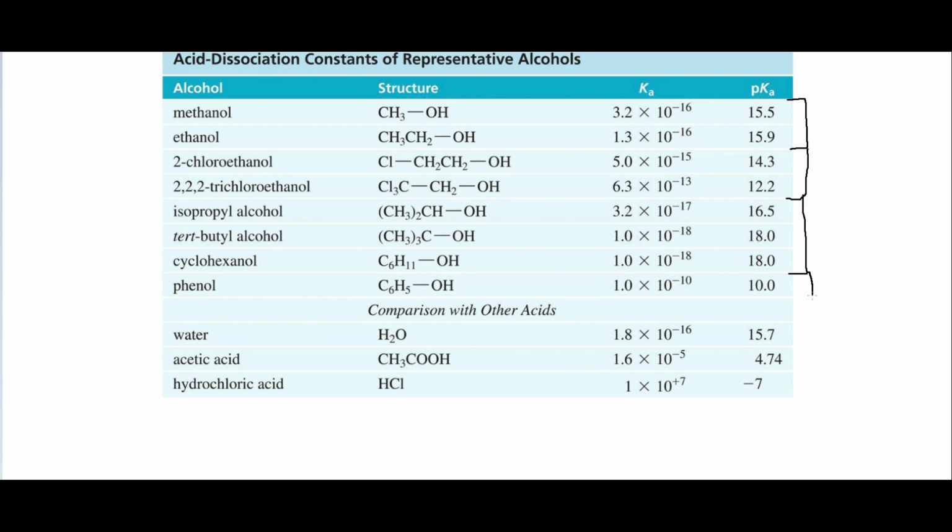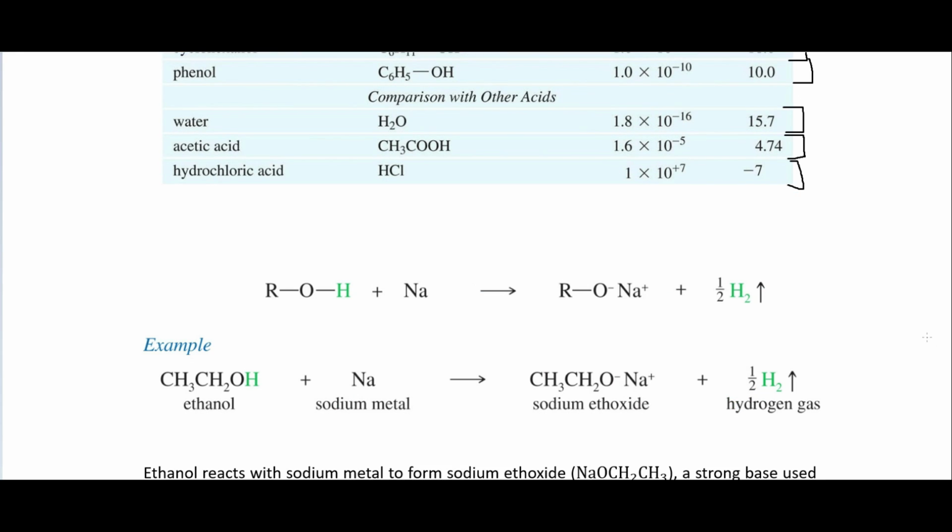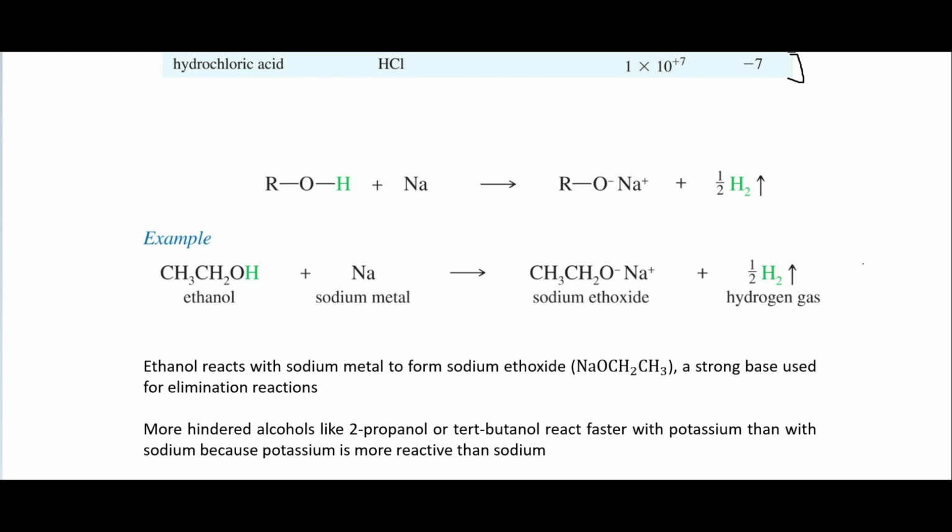Then, of course, the phenol is going to be even more acidic because it has that resonance stabilization for the oxy anion that's formed. And we can compare this to some other acids here. Water has a pKa of about 15.7, then acetic acid, which has that resonance stabilization of the conjugate base, is now going to be even more acidic. And then we have hydrochloric acid, which is a very strong acid here. And so we can make these alkoxides using this technique.